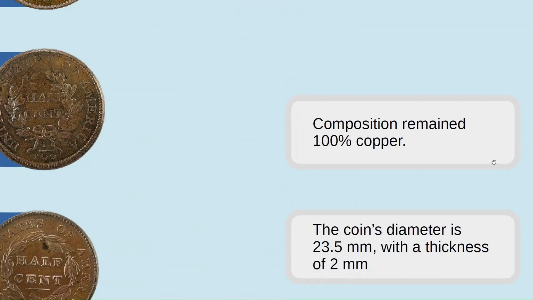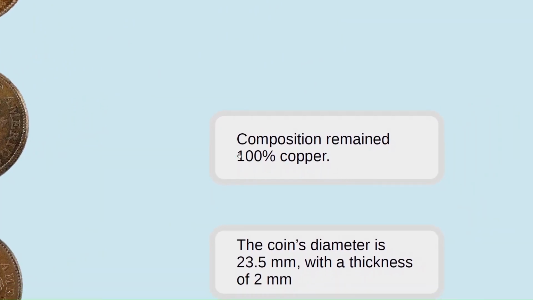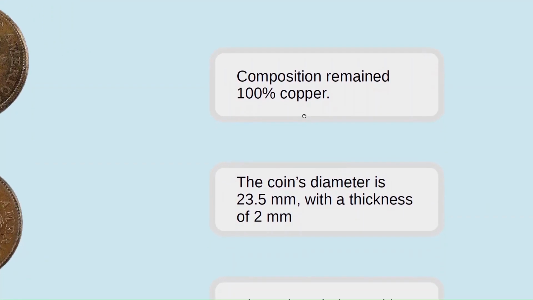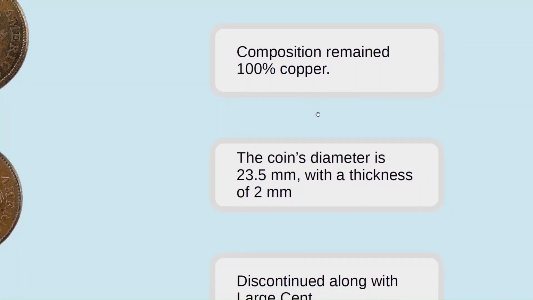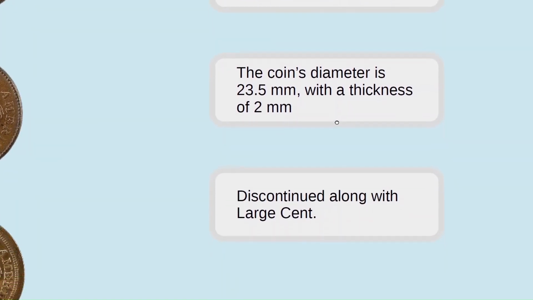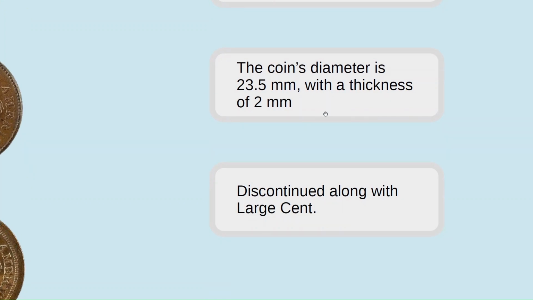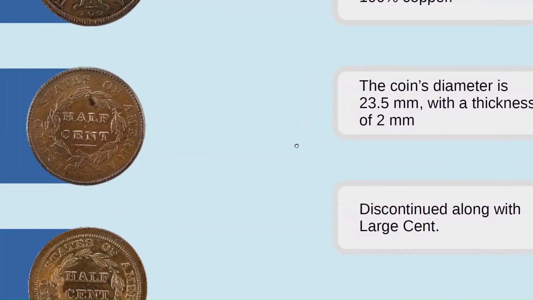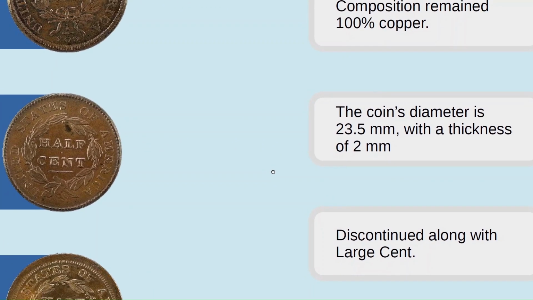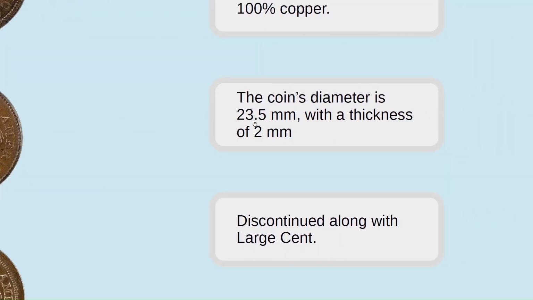Additionally, all iterations of this coin were made of 100% copper, and this ended up playing a role in its discontinuation. As I said, copper got too expensive towards the end of its life cycle. Now, the coin's diameter was 23.5 millimeters, actually pretty large compared to some of the coins that we have today. So it was of a significant size, which meant, again, the use of a lot of copper was required. And it had a thickness of 2 millimeters.